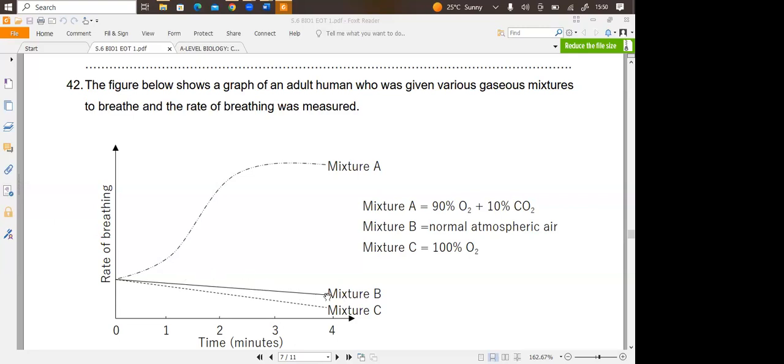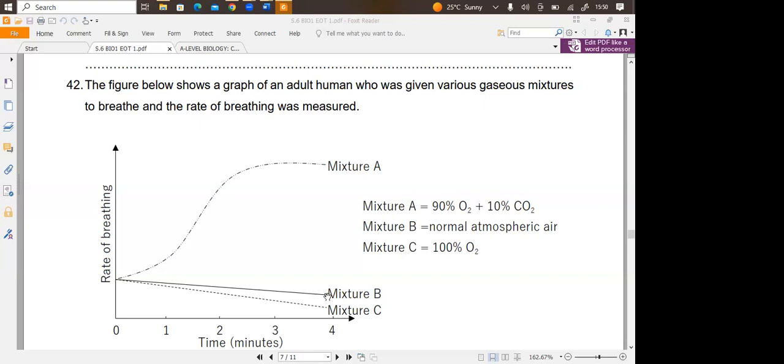It kept on decreasing. So it means that mixture B did not increase the rate of breathing, but rather it slightly reduced it with the time. Then what of mixture C? Mixture C, we can see that mixture C further reduces the rate of breathing. That's what we can see. It further reduces the rate of breathing.